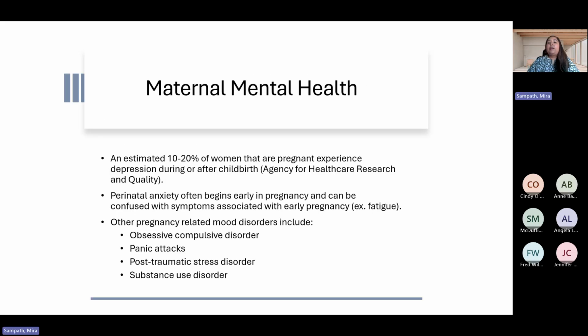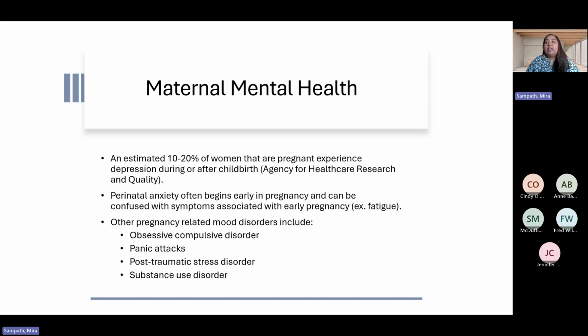So another topic we wanted to really touch on is maternal mental health, which personally is really important to me as well, and something that I think can often be neglected. So an estimated 10 to 20% of women that are pregnant experience depression during or after childbirth. Perinatal anxiety often begins early in pregnancy and can be confused with symptoms associated with early pregnancy, such as fatigue. And there are several other pregnancy-related mood disorders that can occur, including, but not limited to, obsessive compulsive disorder, panic attacks, post-traumatic stress disorder, and substance use disorder as well.